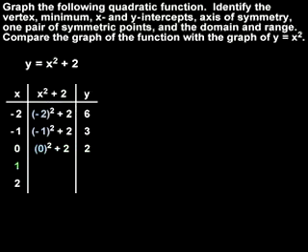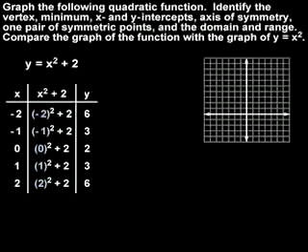If we plug a 1 in for x, we have 1 squared plus 2, or 1 plus 2, which is 3. And if we plug a 2 in for x, we have 2 squared plus 2, or 4 plus 2, which is 6. Now, setting up a coordinate system, we graph the ordered pairs from the table: -2, 6; -1, 3; 0, 2; 1, 3; and 2, 6.